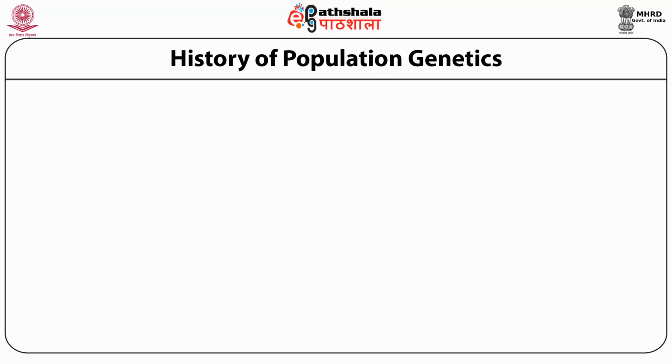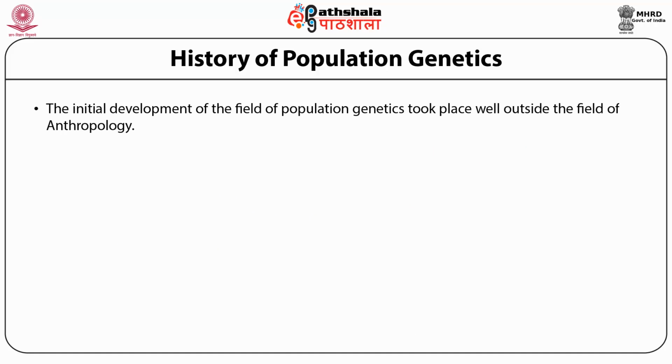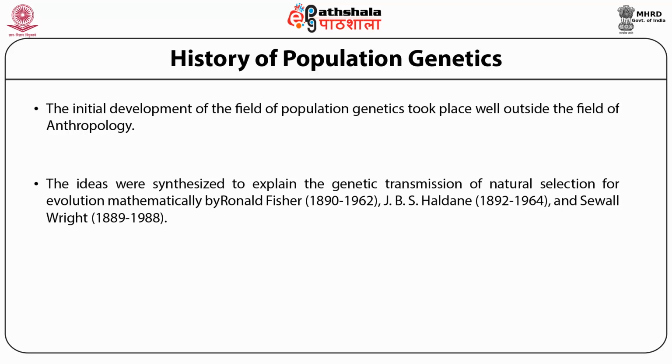Let us have a brief description of the historical background of population genetics. The initial development of the field of population genetics took place well outside the field of anthropology. The ideas proposed by Darwin and Mendel remained incompatible for a very long period of time. Later, the ideas were synthesized to explain the genetic transmission of natural selection for evolution mathematically by three people, namely R. A. Fisher, J. B. S. Haldane, and Sewall Wright.